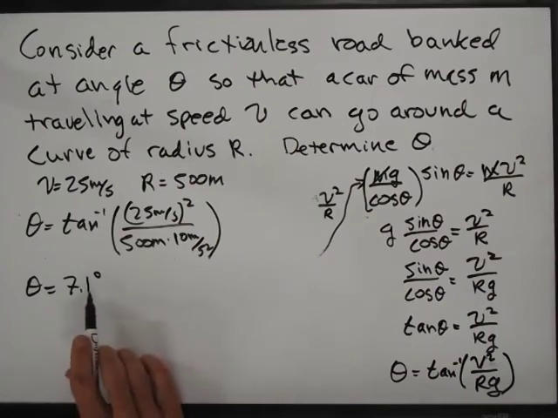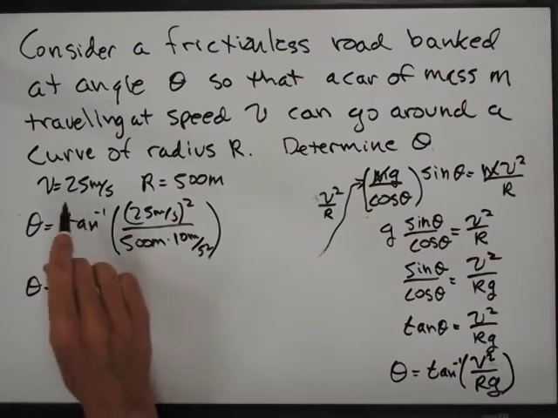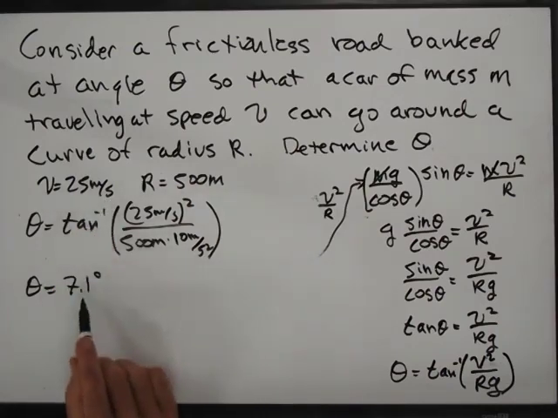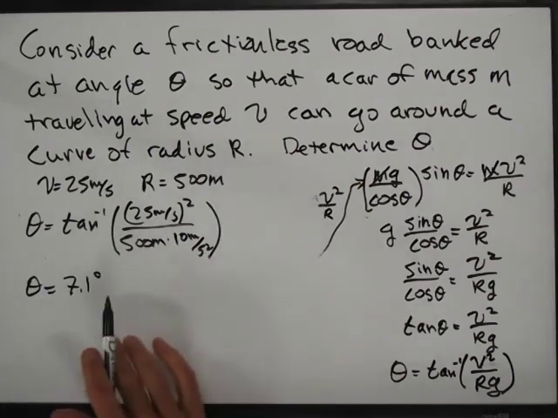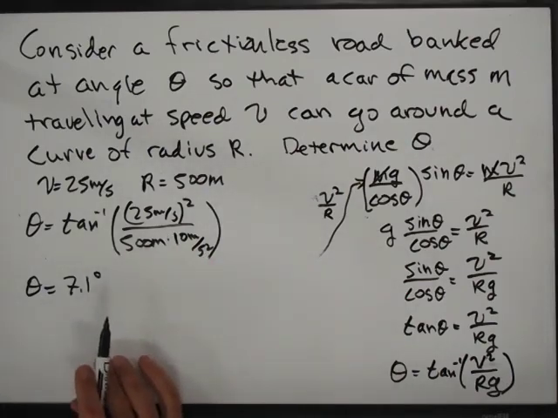Now, you can't have people go at exactly some speed, but if you tilt the road for some average speed, then even a little bit of friction will make the correction for cars that aren't quite going at that speed and still keep them on the road.